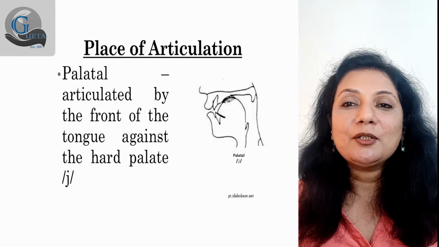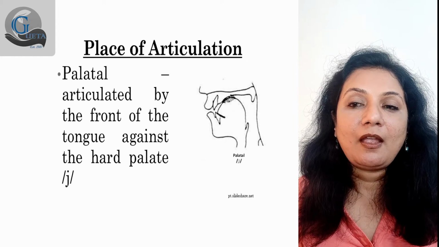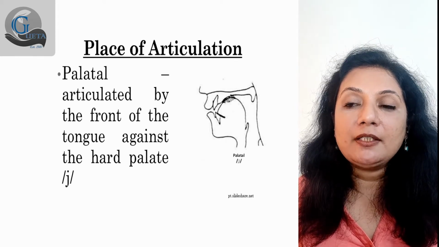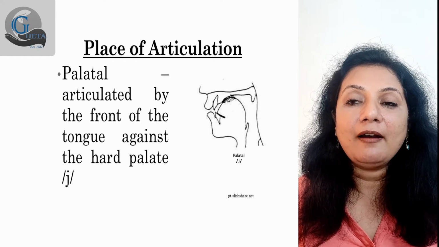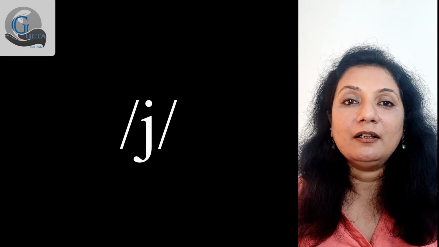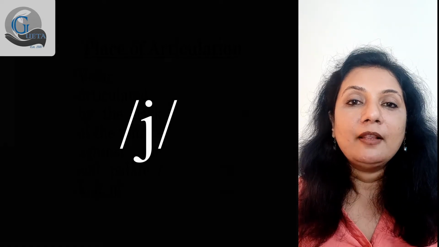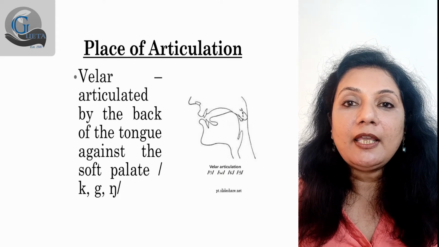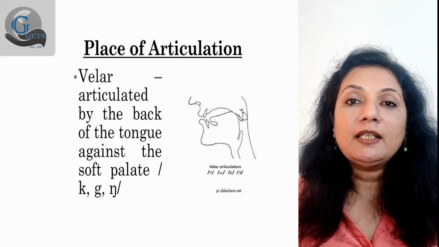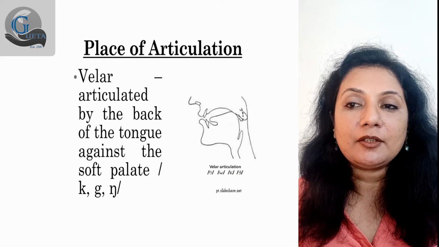Now let's move over to the next, that is palatal sound. Palatal sound is articulated by the front of the tongue against the hard palate. Y. The sound is y. Y is a palatal sound. Then the next is velar. Velar is articulated by the back of the tongue against the soft palate.